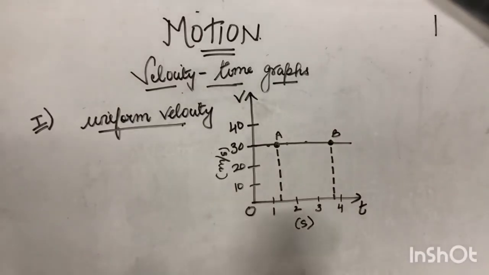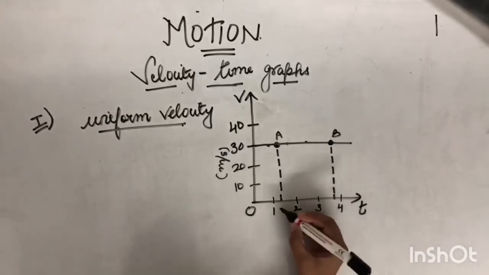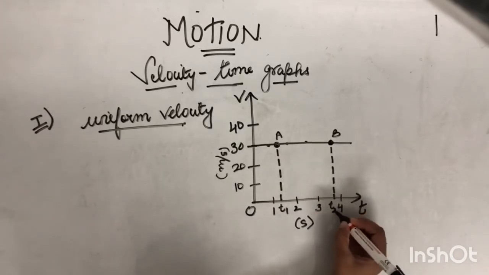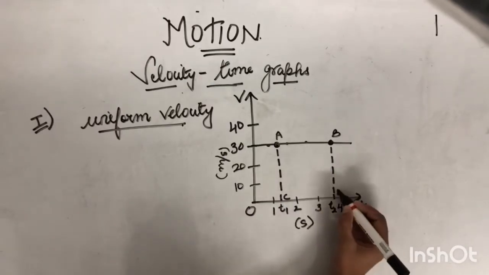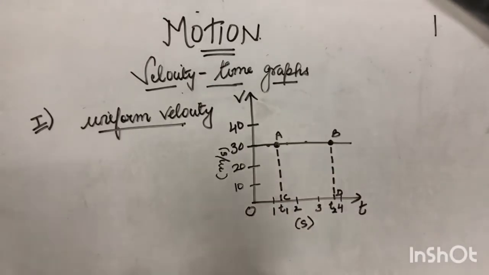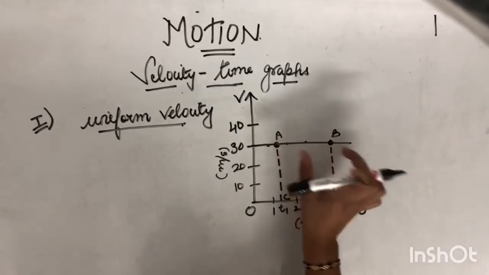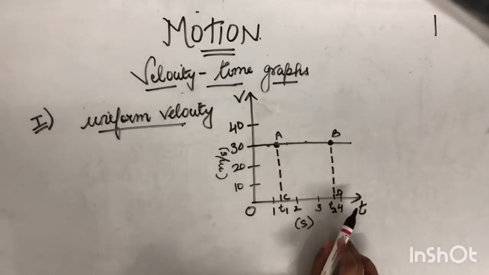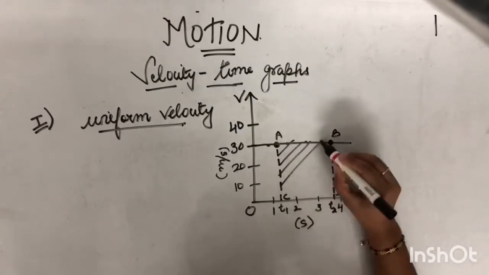Always try to take a general value. Like, I have not taken 1 or 4. I have taken a general value. So this point will be T1 and this point will be T2. We'll name these points C and D. Now the displacement will be the area under this graph. That means the area that comes inside AB along with the time axis will be the displacement. It means you have to find this area.